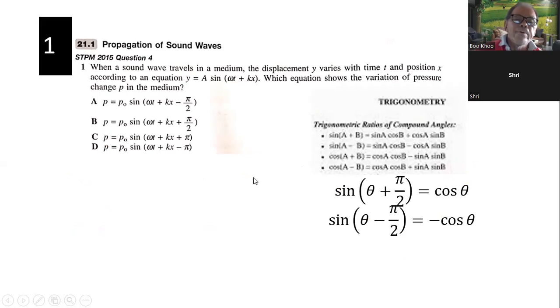Okay, what is your answer for this one? When a sound wave travels in a medium, the displacement y varies with time t and position x according to the equation. This one is the equation. Which equation shows a variation of pressure in the medium?